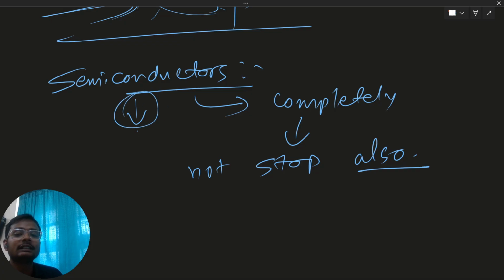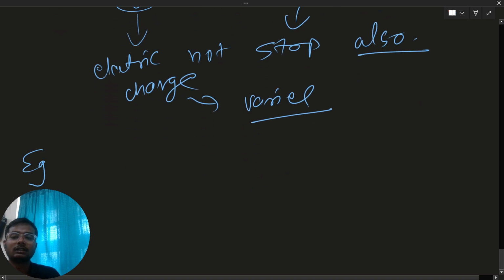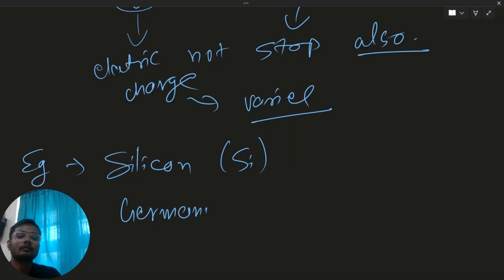The amount of electric charge that flows varies. So this type of materials are called the semiconductors. If you want to take down the examples, some of the examples are silicon, denoted by the symbol Si. और क्या हो सकते हैं? Germanium. These are considered as the semiconductors. ठीक है, यहाँ तक क्लियर है? ओके.